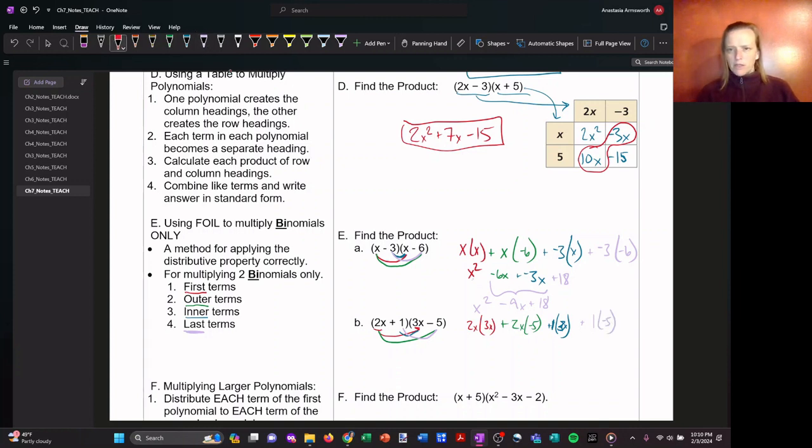And when I do the math, 2 times 3 is 6, x times x is x squared. 2 times -5 is -10 with the variable x. 1 times 3 is 3. Keep the x there. And 1 times -5 is -5. Combining the like terms that exist, I end up with 6x squared minus 7x minus 5.